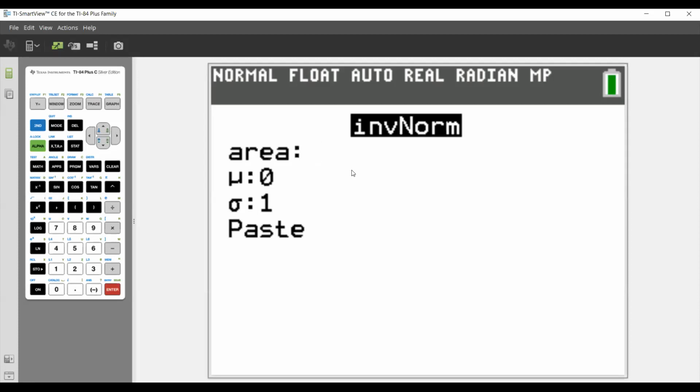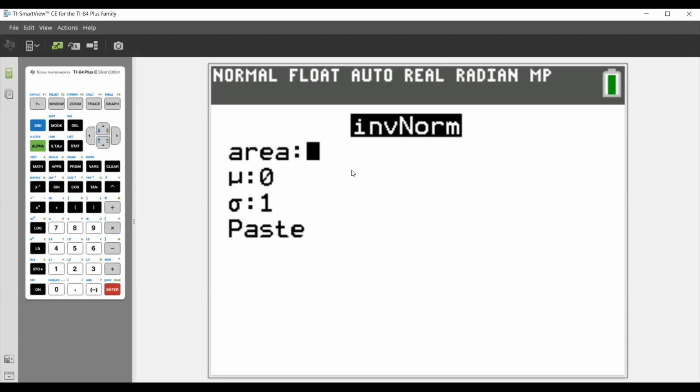Now, if we know that the area to the right, because it says largest 3%, the area to the right is 0.03, can somebody tell me what the area to the left is? Okay, come on. You should be able to do this. Would it be 97? 97. Now you don't type in 97. You type in 0.97. You type it as the proportion.